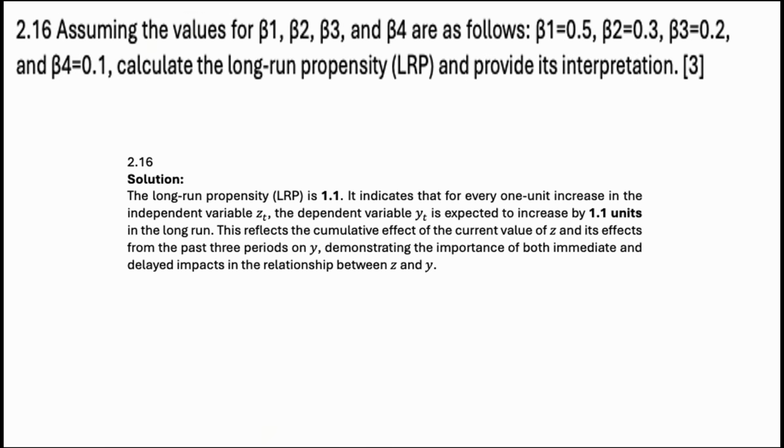And now they say, assuming the values for all these are given, calculate the long run propensity again. Okay, but more importantly, the interpretation. So you add those up, you get 1.1. So what does this do?